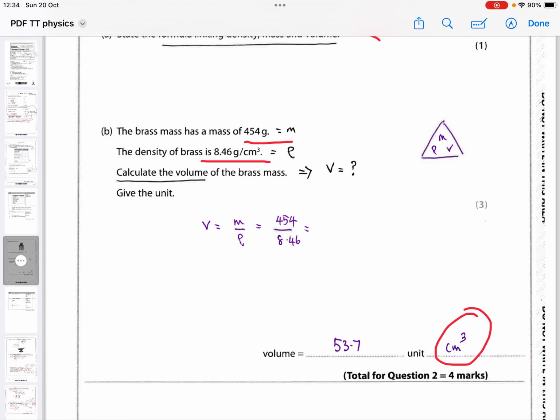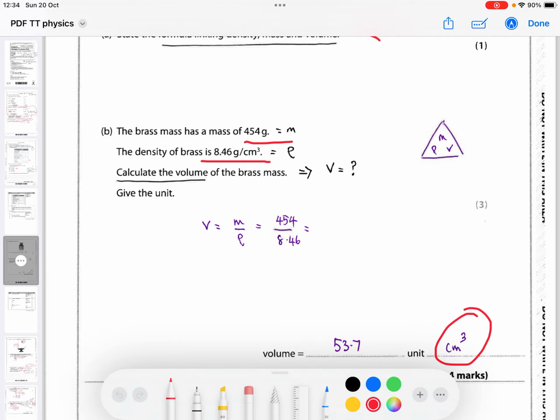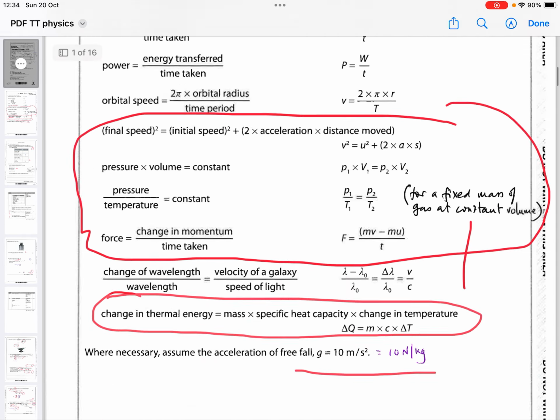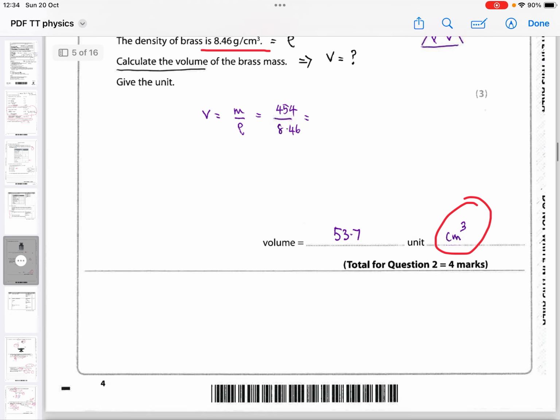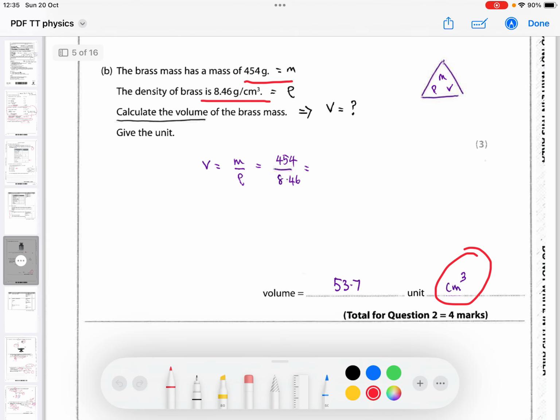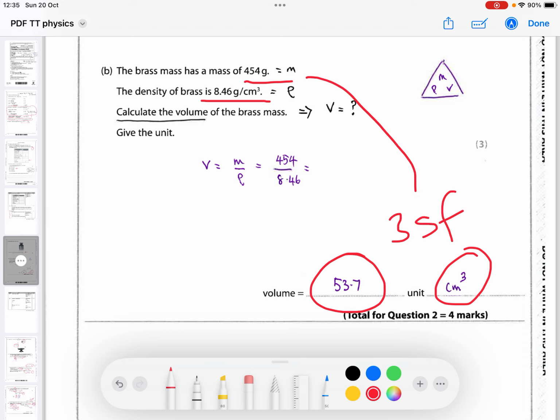Now you should give your answer to 3 significant figures, because the data they provided is to 3 significant figures, which is why I've put the answer as 53.7. Okay? Sorry, I don't know what happened there. I must have pressed something. There's 53.7. So the answer should be to 3 significant figures. Yeah? So all the data here is to 3 significant figures, so your answer should be to 3 significant figures as well.